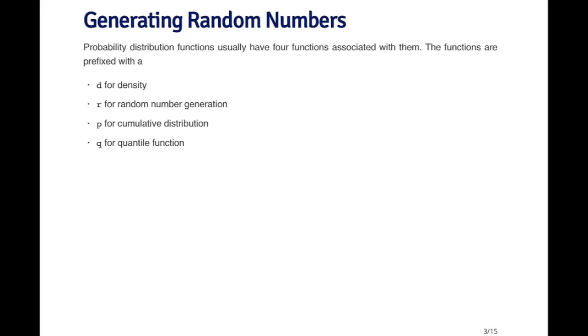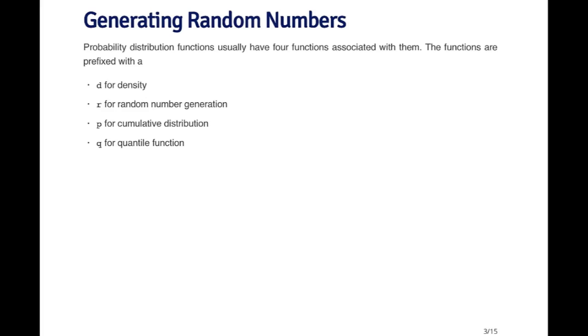Probability distribution functions have basically four functions associated with them. For any given distribution like the normal distribution, there will be a function that starts with a D, a function that starts with an R, with a P, and a Q. So there'll be four different functions for each distribution.